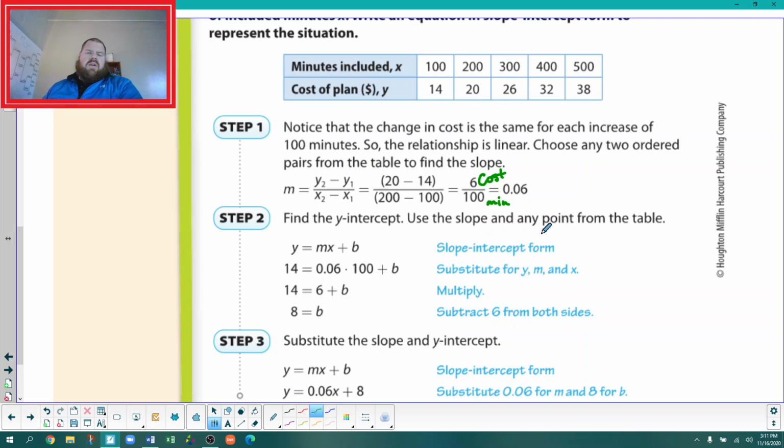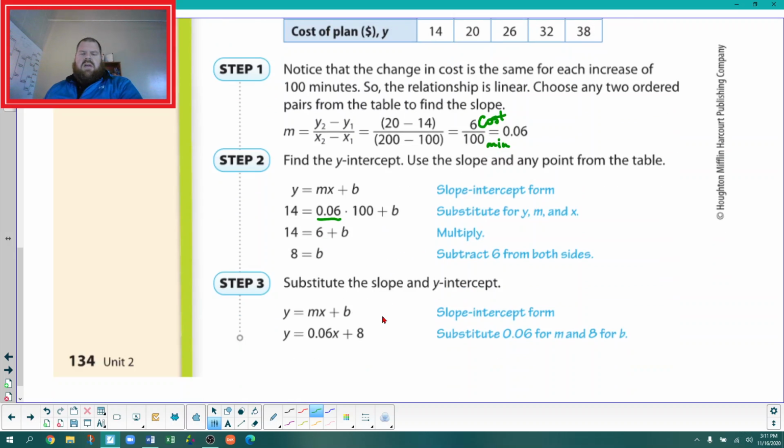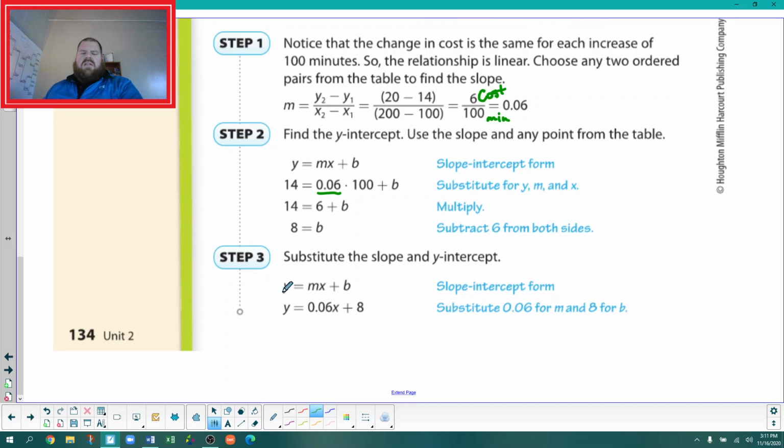So again, they write in what they know, the 0.06 for the slope, and then they plug in just the first point. They have 14 as y, 100 as x, and they're going to solve for their b. They subtract 6 from both sides, and they get that b is 8. And then this is the big thing. This is the thing that my students are struggling with. Take what you know, put it into the equation. That is your answer, because that's something that you can tell everybody, and they automatically know what they can do from there.